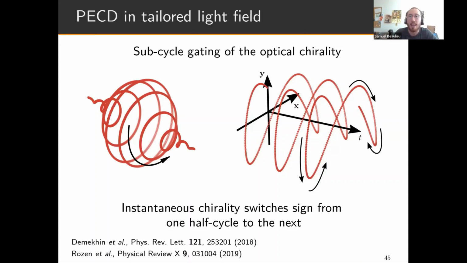And in contrast to circularly polarized light, which is shown on your left, and which has a constant helicity at every moment of the laser pulse, this tailored light field has an instantaneous chirality which switches sign every half cycle, as you can see on the figure. And it also means that this field has no net helicity. If you integrate over the entire pulse, this pulse has no net helicity. But if you look at a subcycle level, it is chiral.